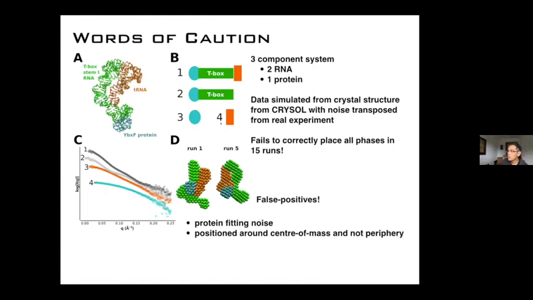So, words of caution: when you do MONSA, I really suggest that you try to restrict yourself to two phases and not model anything more. What happens here is, in this case, we had a three component system: protein, T-box, tRNA, and tRNA. And so I simulated data for each of these, ran MONSA, and it failed to correctly place the phases in all 15 runs. So the protein was being moved into the center. It was really fitting the noise when it should be down here. And then the tRNA was either here or here. So I couldn't distinguish the two.